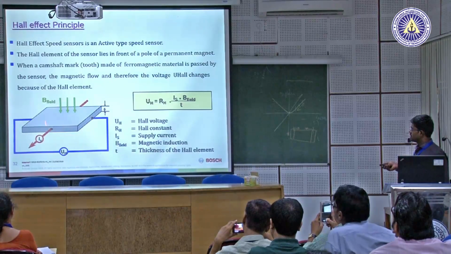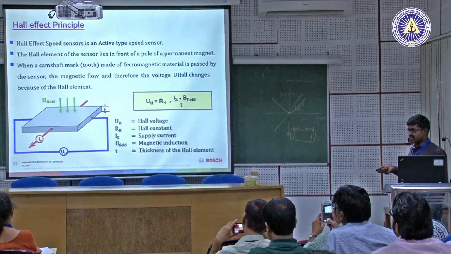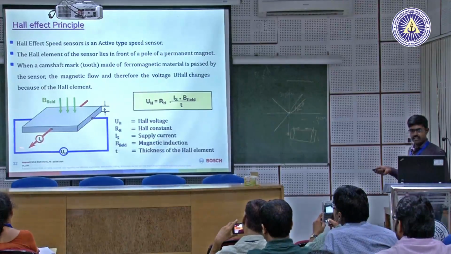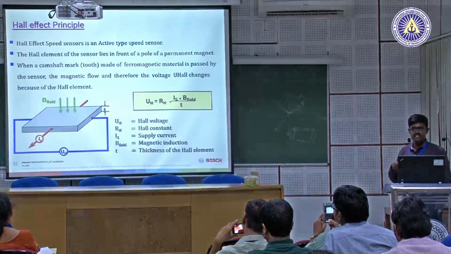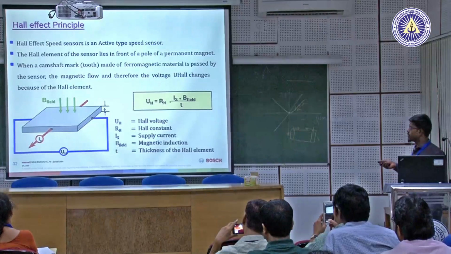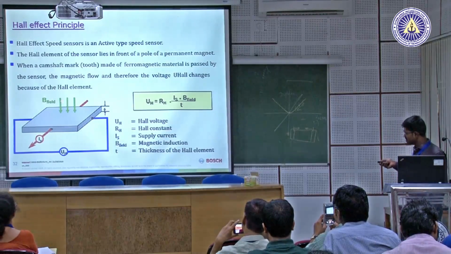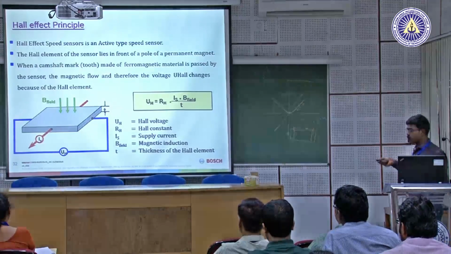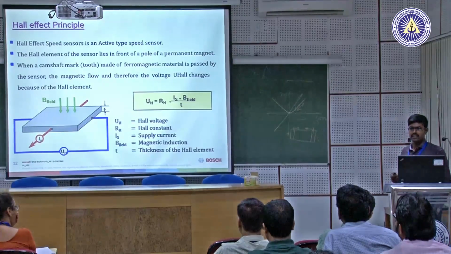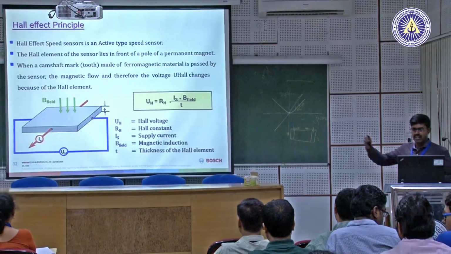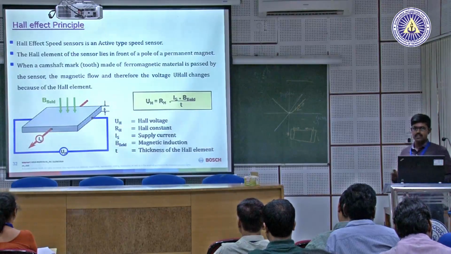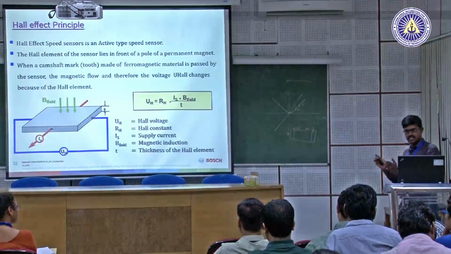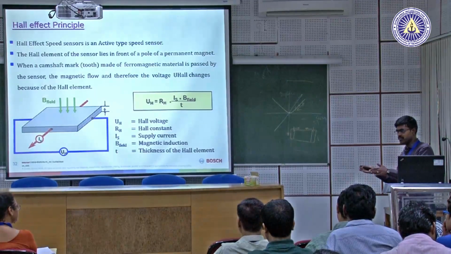So, there is a current carrying conductor where a perpendicular magnetic field is applied, and a force called the Lorentz force is developed. Because of this force, the charge which is flowing will accumulate at one end of the conductor. So, a potential difference is created. That potential difference is given to the Hall chip.